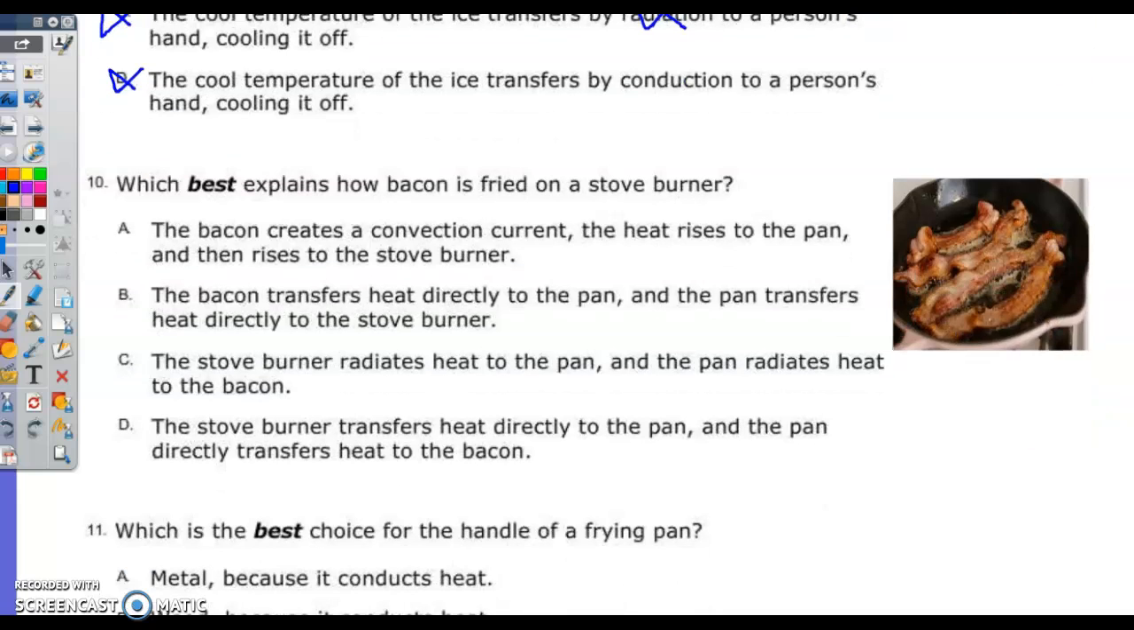Number 10, and I'm going to stop this video and make it a double video, it looks like. Bacon is frying. I'm not even going to go any further, Mason. Bacon frying, we're probably talking about COND, because we've mentioned that. That was even one of our examples in our notes, right? The bacon creates a convection current. No. The bacon transfers heat to the pan. Typically, when I put bacon in the pan, the bacon's cold. So that can't be the answer. The stove burner radiates heat to the pan, and the pan radiates heat. We're using the word radiation, which is not what you said, right, sir? So I don't like this one.